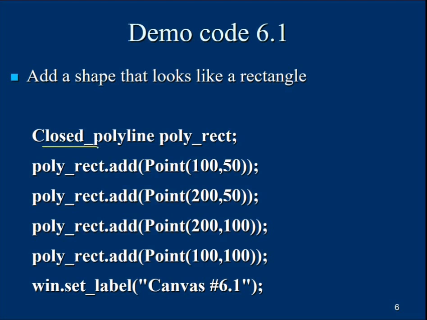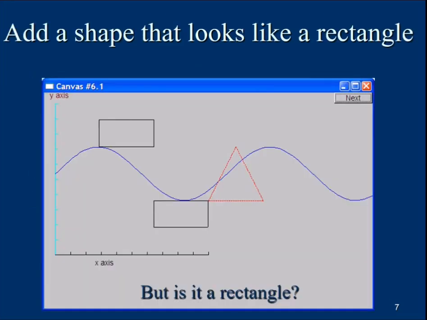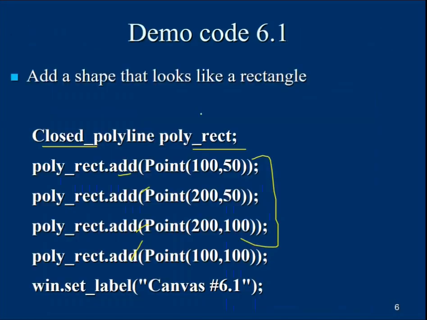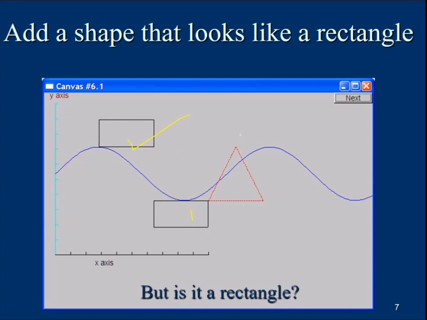Then we add a shape that will look like a rectangle. We'll make a closed polyline. We call it polyrect. We add a few points, 4 points, depending upon your choice, so that it looks like a rectangle. So we set the label for canvas number 6.1, and this is how we can have a rectangle with different code but showing the same capability.